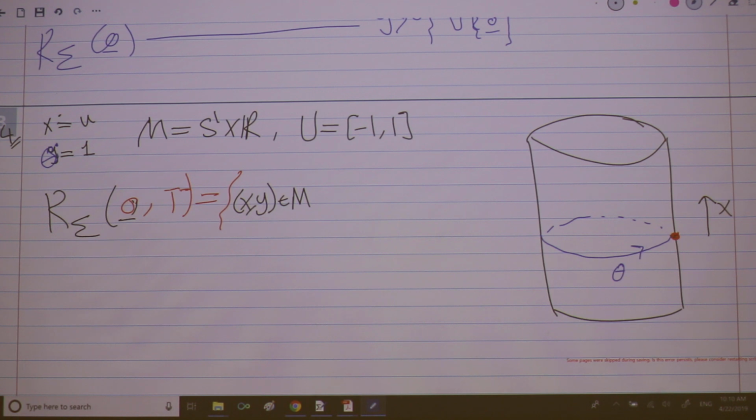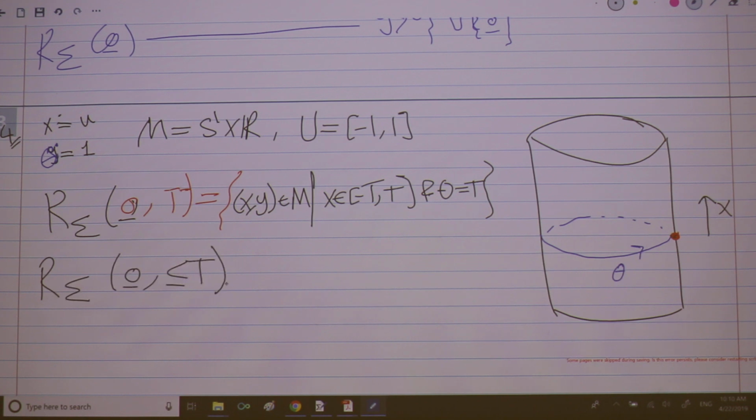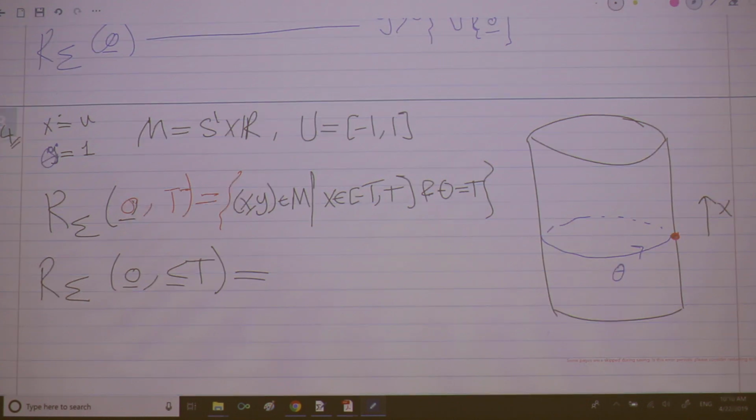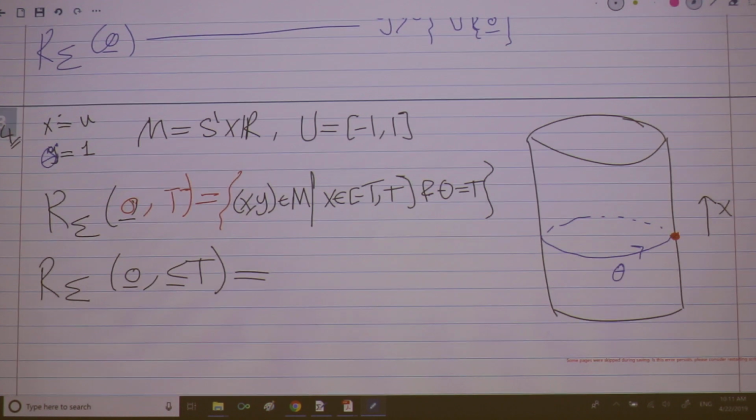What about theta? T, right? So it's very similar to what we had before. So x is from negative t to t, and theta is just exactly t. What about the r sigma 0 less than or equal to t is? Professor, shouldn't we say theta is equal to t mod 2 pi? Or it doesn't matter because in S1 they are equal by nature, right?